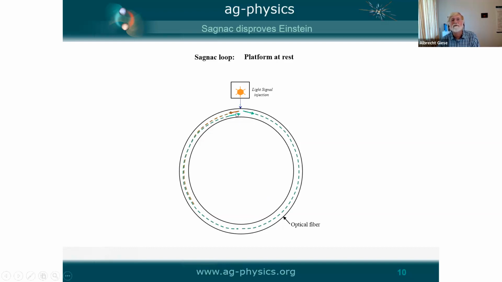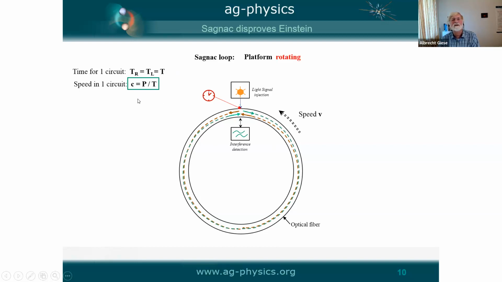And at the same time, of course, the other one goes the other way, also by a beam splitter, and they meet here, and if they are waves, they make an interference pattern, or we can do it the other way, that we take pulses and measure the time which is needed. Here is the equation: the time right-hand and left-hand is the same, and the speed of this pulse is the circumference divided by the time which is measured.